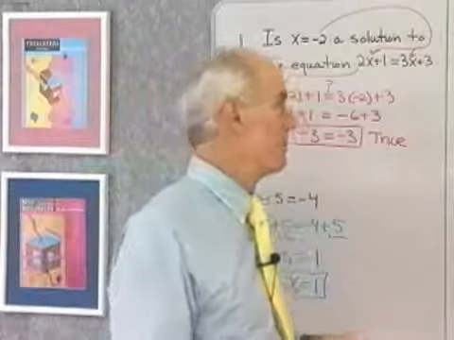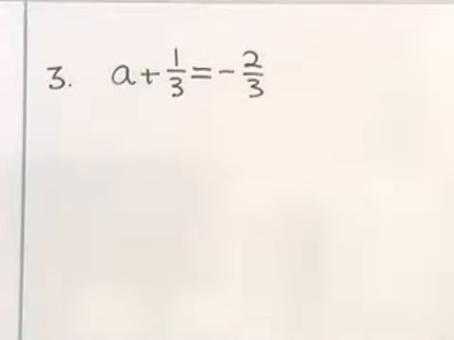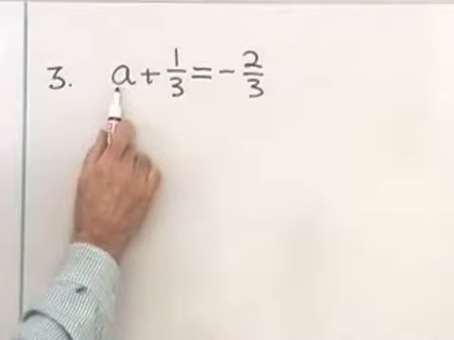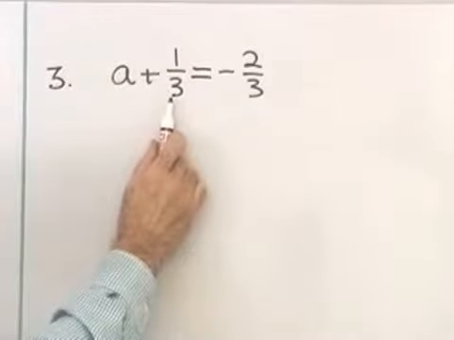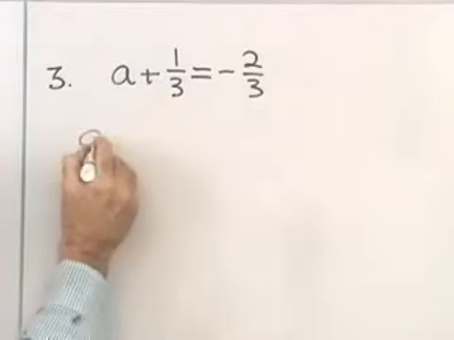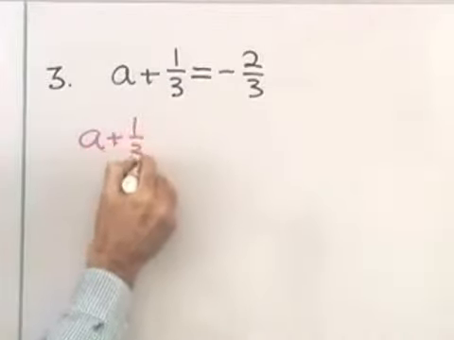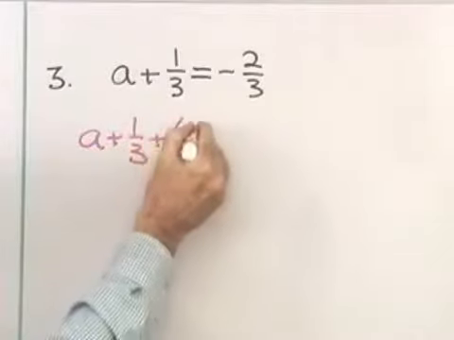Here's our next example. a plus 1/3 is equal to negative 2/3. Again, I'm going to isolate the variable a on the left side of the equation. That means I need to get rid of the 1/3. I'll do that by adding its opposite to both sides of the equation. The opposite of 1/3 is negative 1/3.